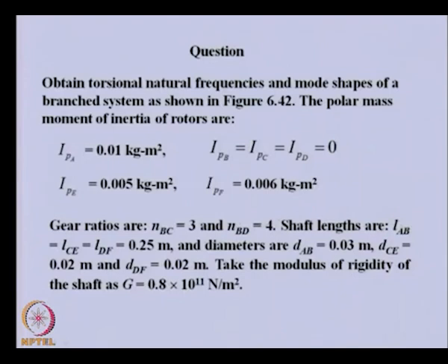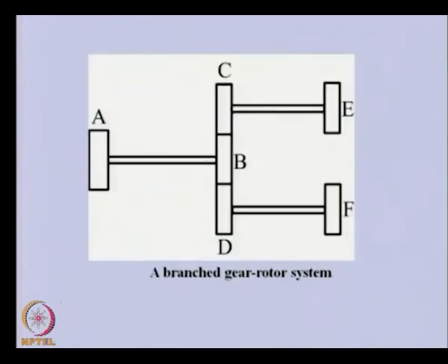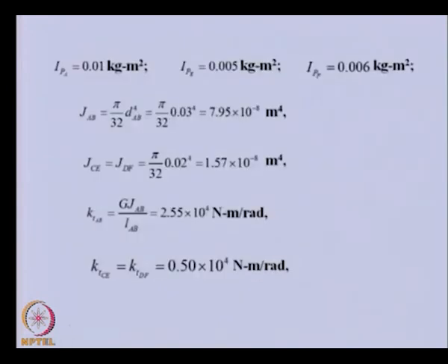Various lengths are given in the figure, diameters of the shafts are given, and even the material property of the shaft is given. So, now we can obtain the various properties of this particular problem. So, these are the polar moments of inertia of the 3 flywheels which are given to us. The second moment of area, the polar moment of area, can be calculated. Even the torsional stiffness of each of the shaft segments we can obtain. These two shaft segments have the same property, so their stiffness is the same.